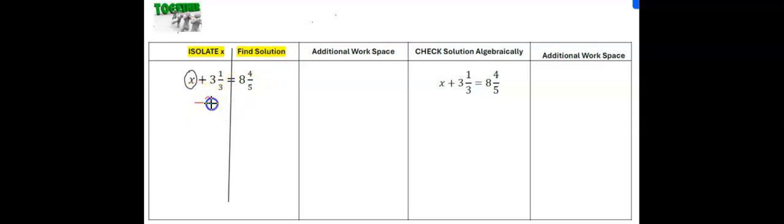Minus 3 1/3. If I do it on this side, I'm getting the x by itself, and then I'm minusing 3 1/3 on this side. And I'm going to put my equal sign in there. That's that straight line across. That's our equal sign when we're doing vertical math.